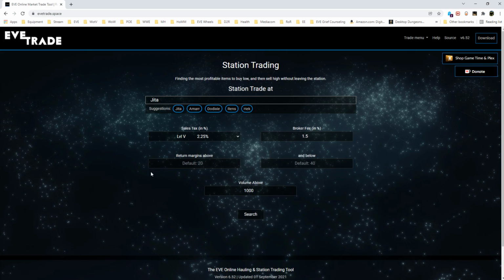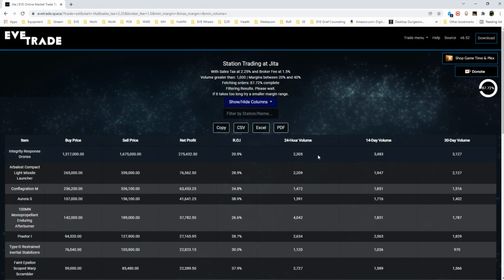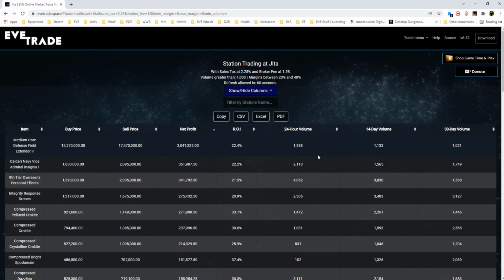And volume above 1,000 is velocity. It's how often these items buy and sell. So you can make sure that you're in a market that's active and not trading in items that you're going to get stuck with and sit on for a long time. So go ahead and hit the search button. It'll calculate. All right, so here we have the results.